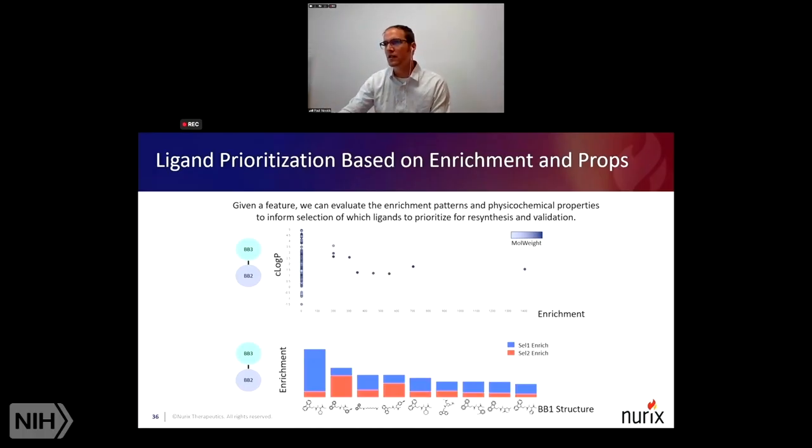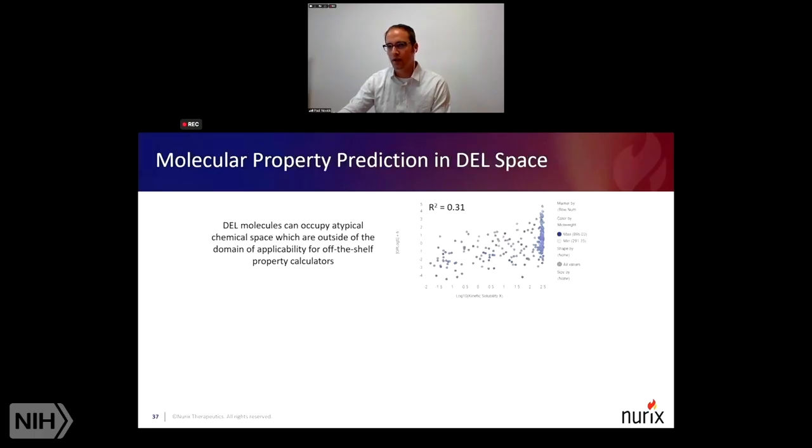I do want to make one comment about molecular property prediction. As hard as we might try, a lot of the DEL ligands are going to end up being in a chemical space that is perhaps outside of typical Lipinski rule space. And as a result, they may be outside of the domain of applicability for off-the-shelf property predictors.